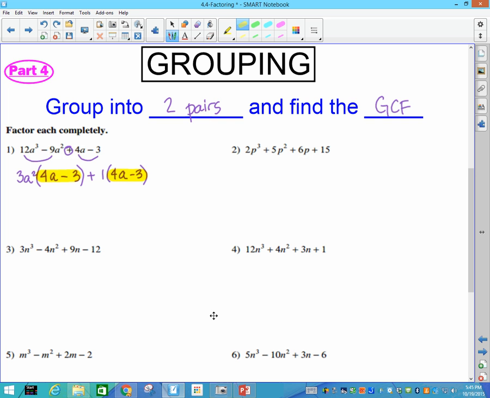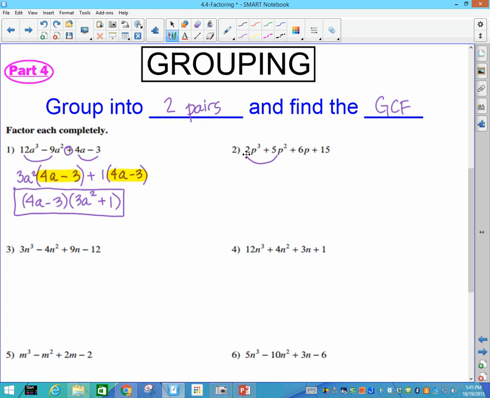So first and foremost, you can't go any further in your factoring, because you might have just messed up. But if you notice, now that's what is in common to both of these terms. So I'm going to take out 4a minus 3, and what I have left over is 3a squared plus 1. And now I have factored those four terms into two factors. Okay, let's try the next one.